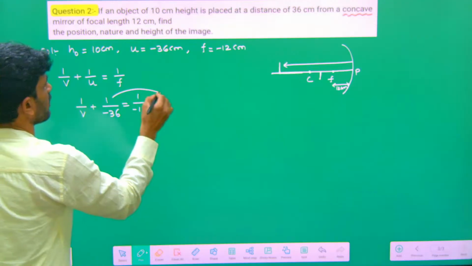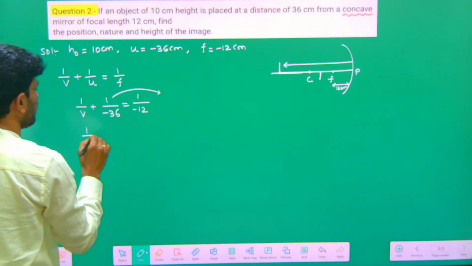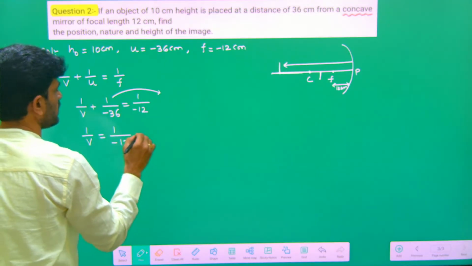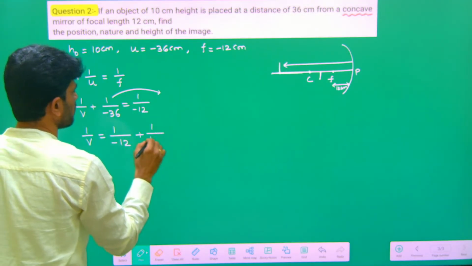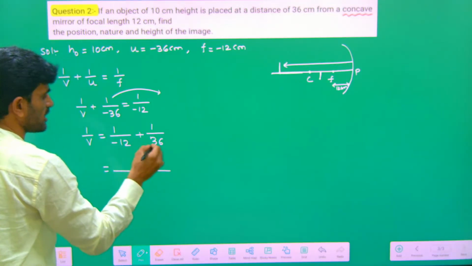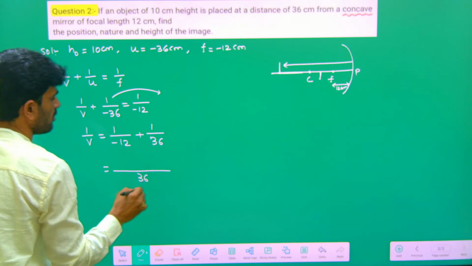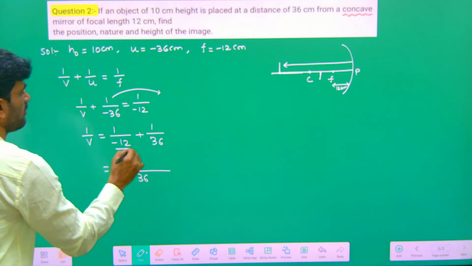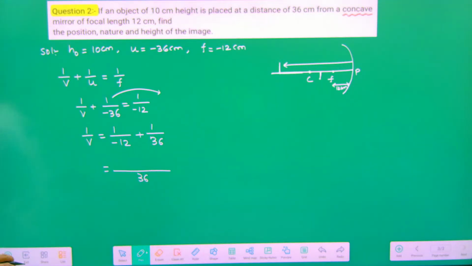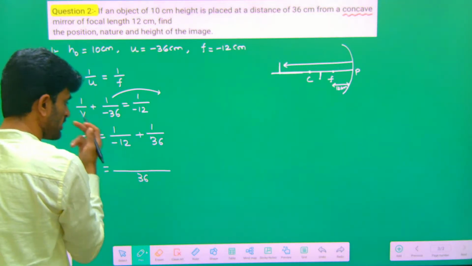If you transpose 1 by minus 36 to that side, 1 by V is equal to 1 by minus 12, and if you go that side, it becomes plus 1 by 36. Again we take the LCM. The LCM of 12 and 36 is 36 only. But here we have minus 12; to get 36, what do we have to do? We have to multiply by minus 3. So if you multiply by minus 3, we get 36.